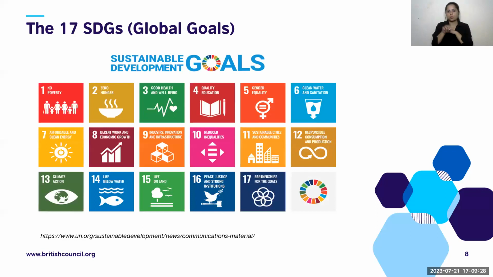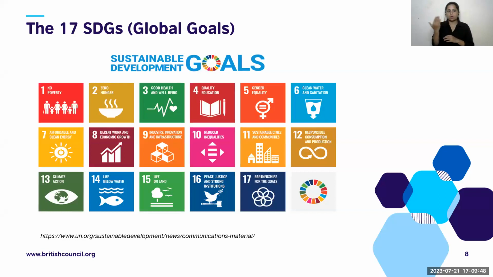A word of caution, if you're reproducing this poster, please do it as it is. You cannot change any colors or fonts. And you also cannot use the UN logo without permission. So here are the 17 goals, and I'm going to read them out to you just for clarity in order.